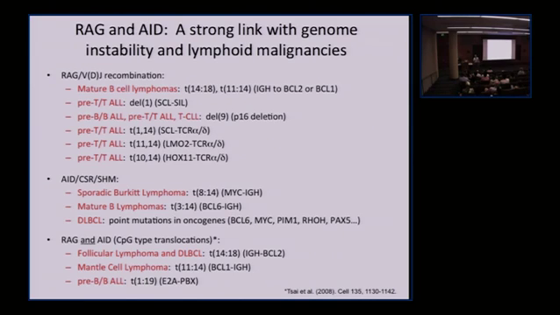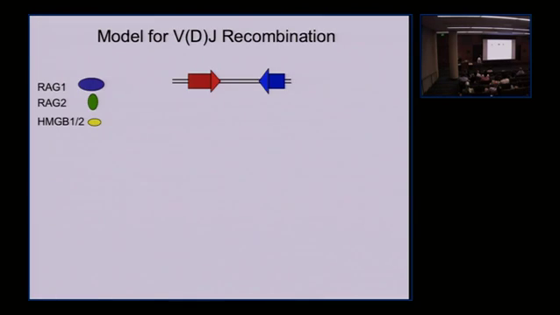So these are major players in instability, and one of the major focuses of work in my lab is to understand what targets RAG and AID appropriately and why are they sometimes mistargeted, creating this kind of havoc. So let's now zoom in on V(D)J recombination and think about how this reaction is taking place.